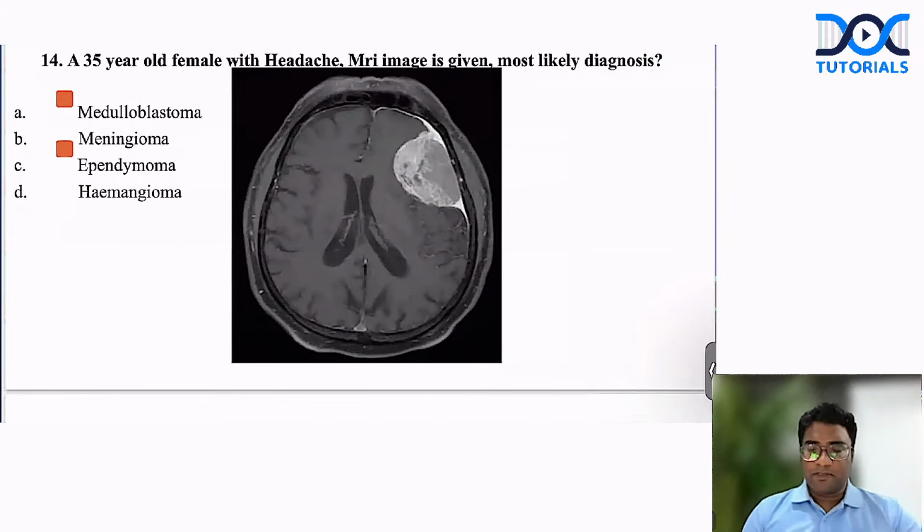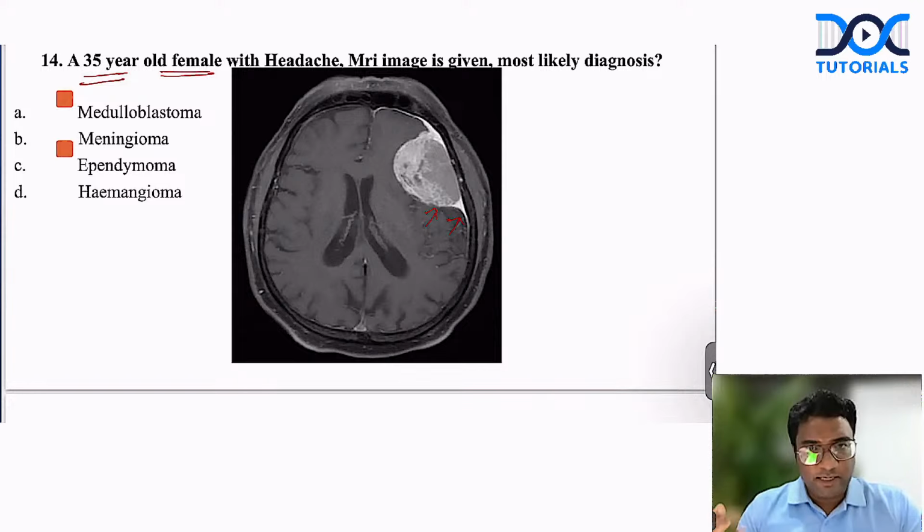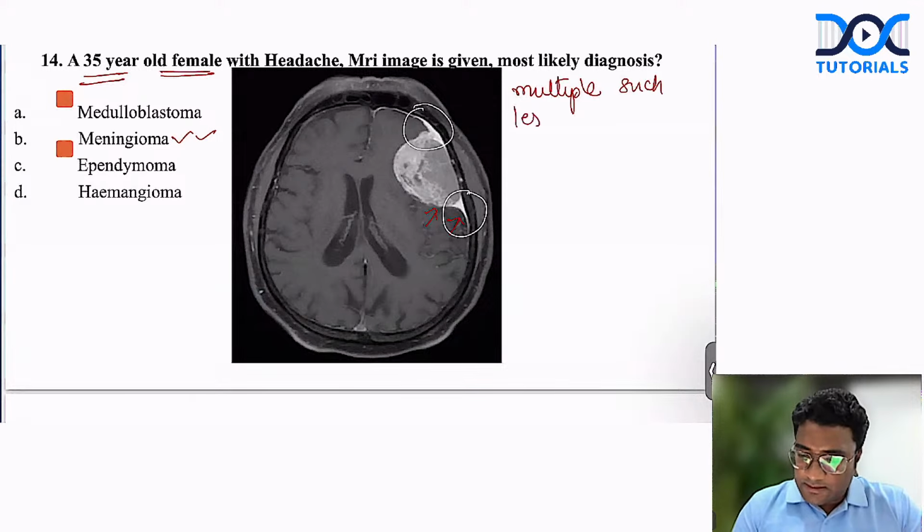Okay, 14th. A 55-year-old female with headache, MRI image is given. What is the likely diagnosis? Female, reproductive age group. MRI is showing you a lesion which is enhancing, broad-based towards the dura, attached to the dura, showing a thickening of the adjacent dura. This is called dural tail. There is dural tailing. So this is suggestive of what? Meningioma. Can I ask you, multiple such lesions are seen in which condition?